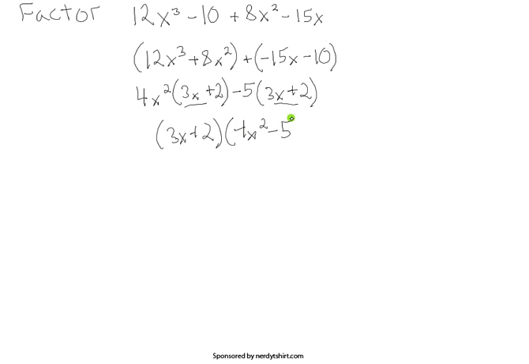4x squared minus 5. And when we look at this, I'm tempted to believe here that this is a difference of squares and factor this further, but in reality, while 4 is a perfect squared term, and x is a perfect squared term, this 5 here is not a perfect square, so we can't actually factor this term any further, and we are done.